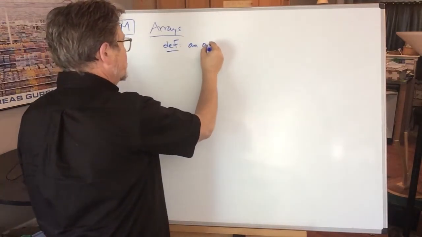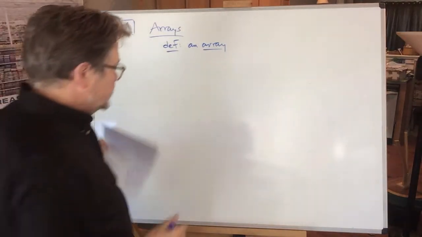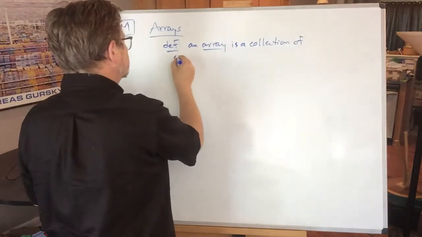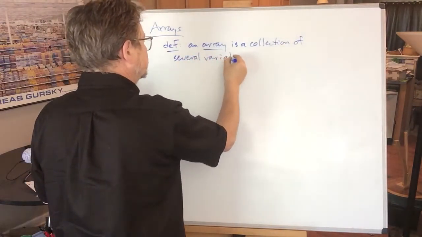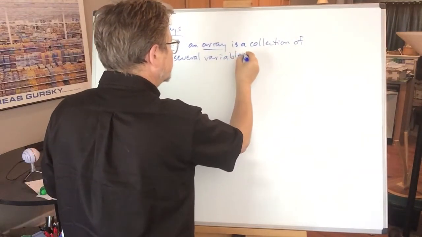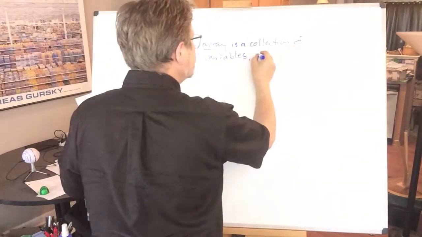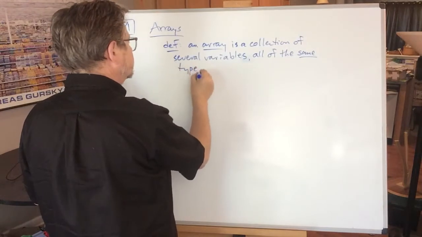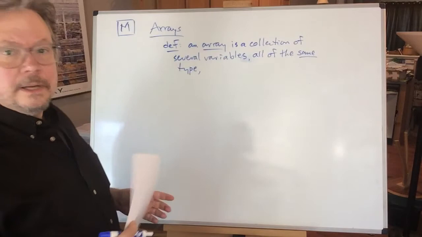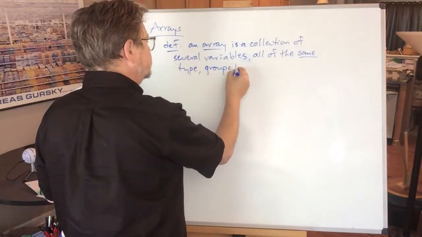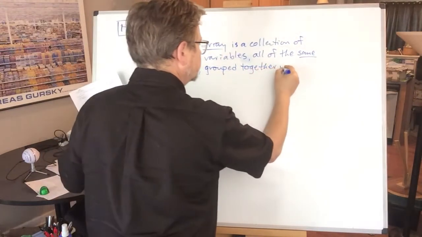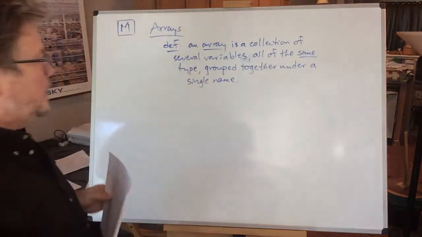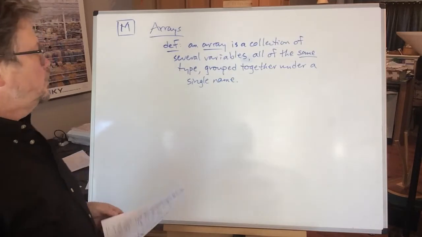An array, A-R-R-A-Y, is a collection of several variables, all of the same type, grouped together under a single name.